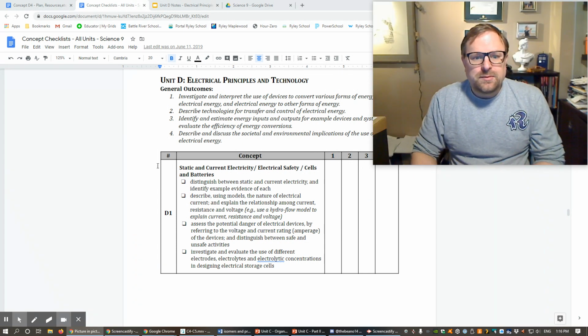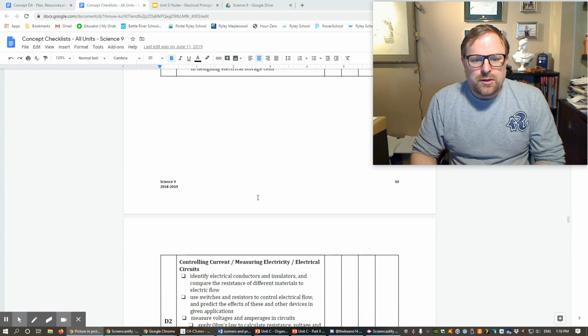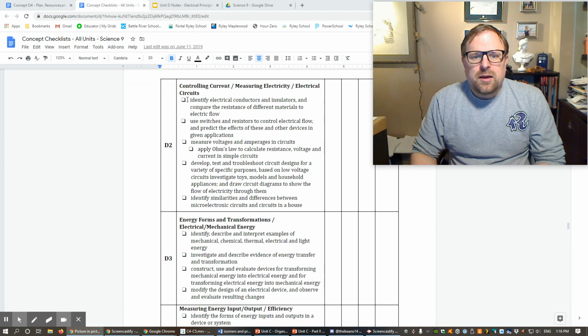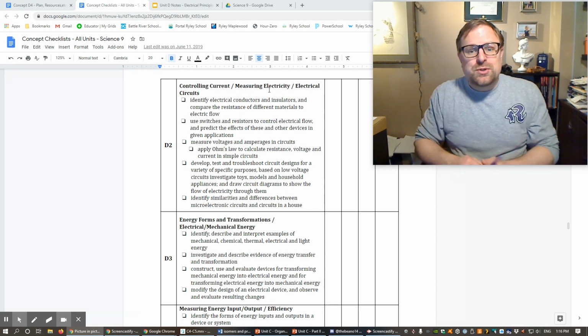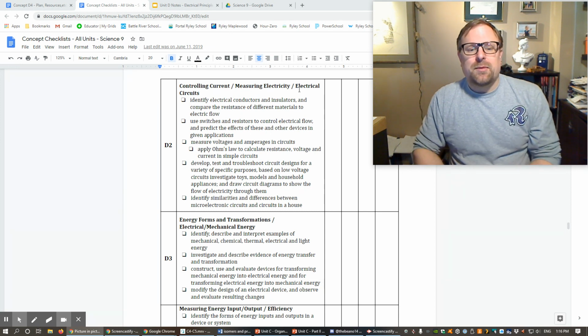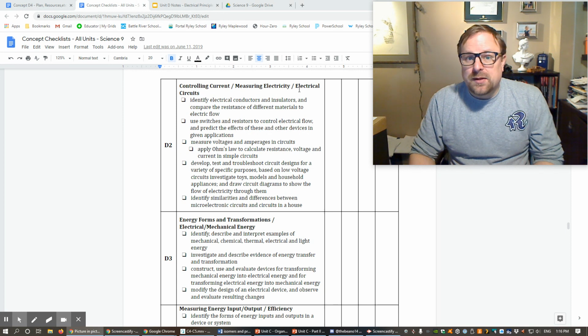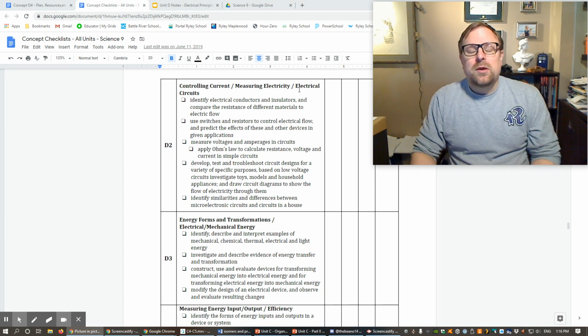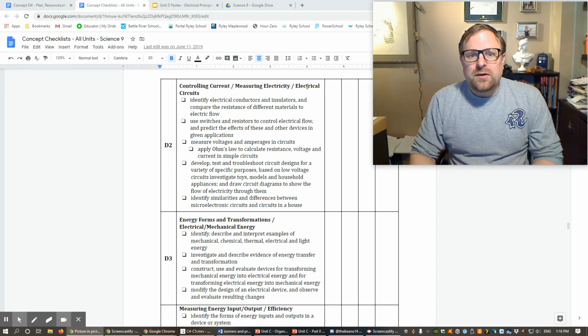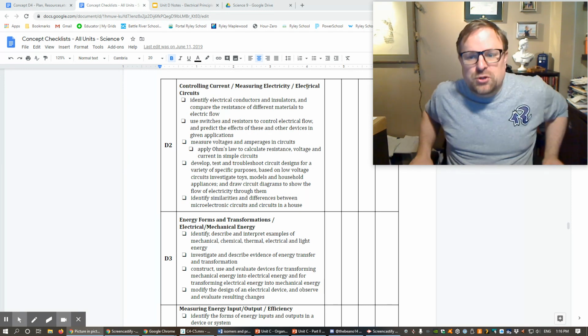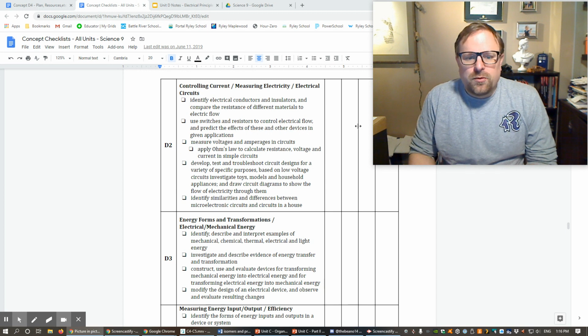We started out in Concept D1, which had us looking at static and current electricity, some electrical safety, as well as things like cells and batteries. We then moved on to talking about Ohm's law and controlling current, measuring electricity, and actually quantifying, putting some numbers to it. And then we did some electrical circuit work as well. Some of you have handed in, but not all of you, the electrical systems circuit lab that I did with you. So if you haven't done that yet, have a look at it. I think it'll be beneficial for you to work your way through that.